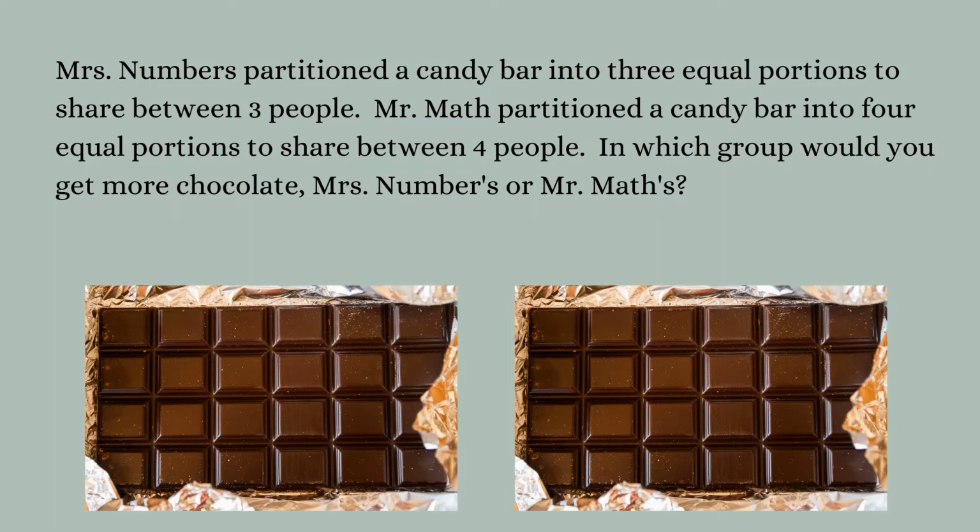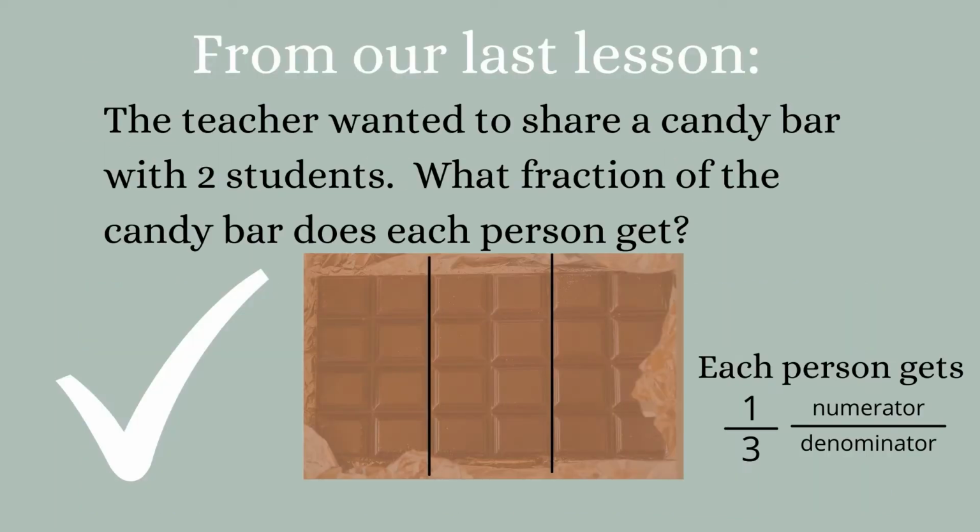We had a teacher that shared the same kind of chocolate bar between 3 people, and we found that each person gets 1 piece of 3 total pieces. Remember that the number on top, the numerator of the fraction, names how many pieces each person gets. The number on the bottom, the denominator, tells the total number of pieces.